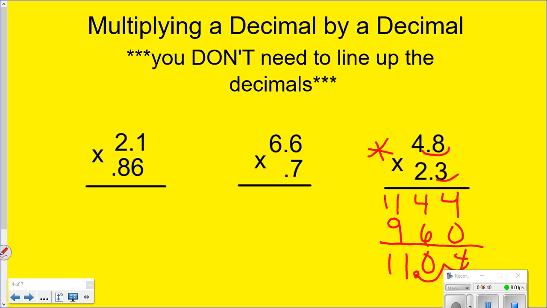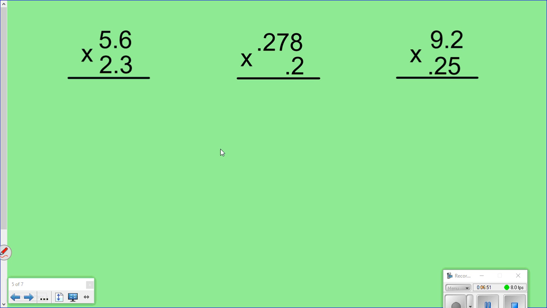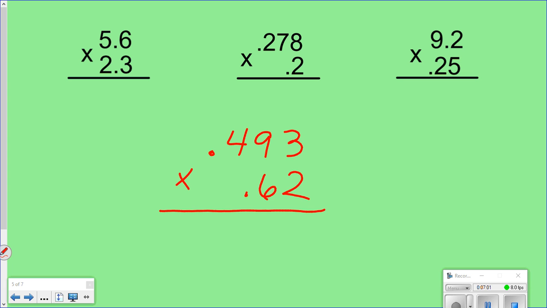Good to go? Okay, I'm going to give you one more, and I want you to do it. Let's see. What's my next page here? I can't remember. All right. I'm going to not do any of those. I'm going to give you my own. Okay? You do that one by yourself.